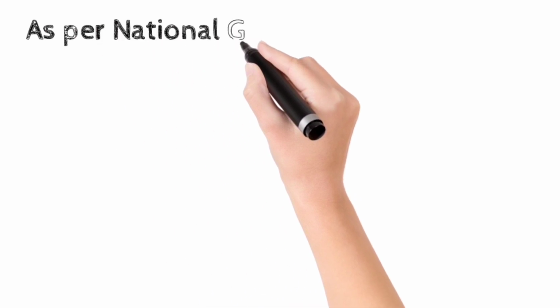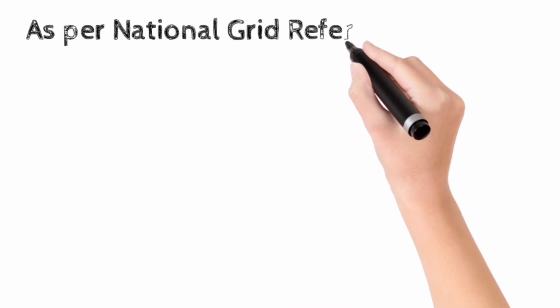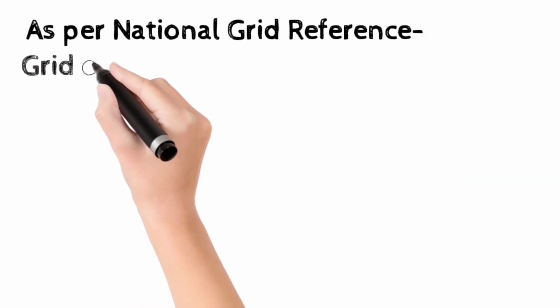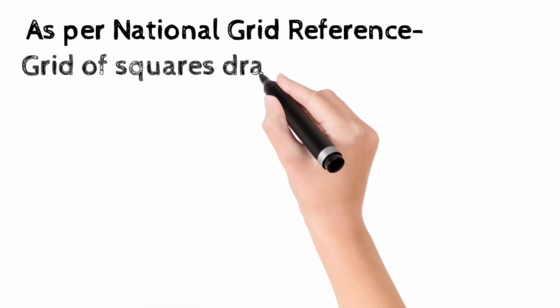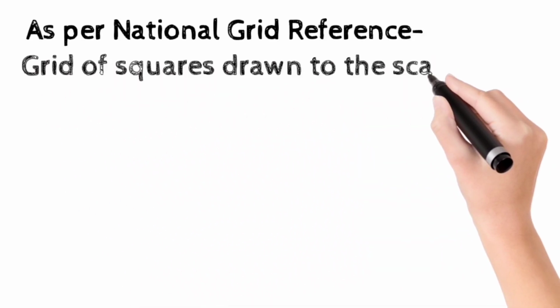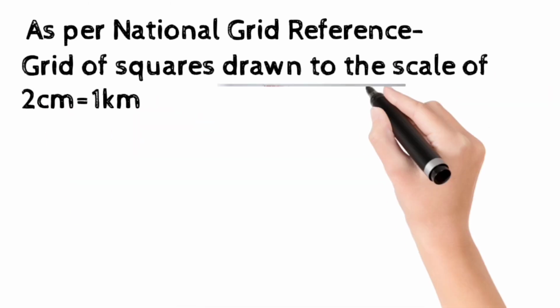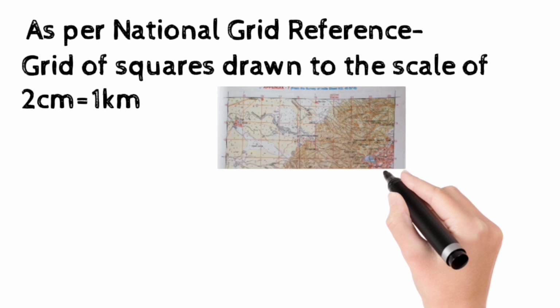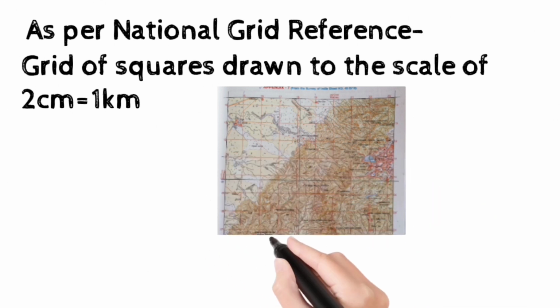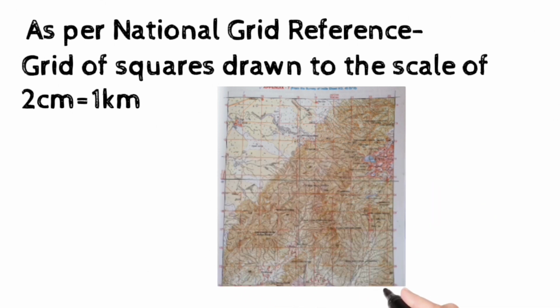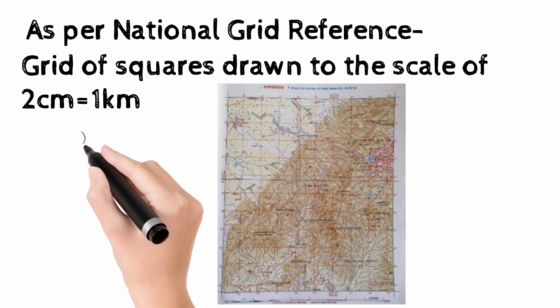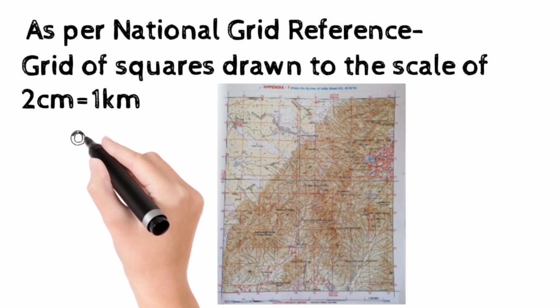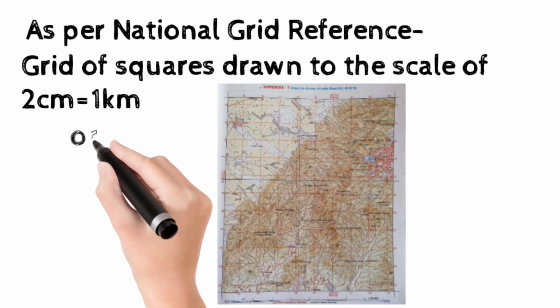As we know, the grid of squares is drawn to the scale of 2 cm equal to 1 km. It is shown in the topo sheet or topographical map in RF scale, that is 1:50,000, which means 1 cm on the map is equal to 50,000 cm on the ground, or half kilometer on the ground.